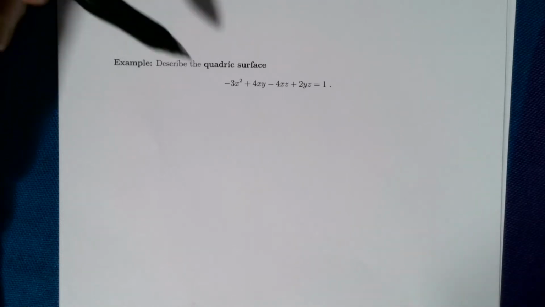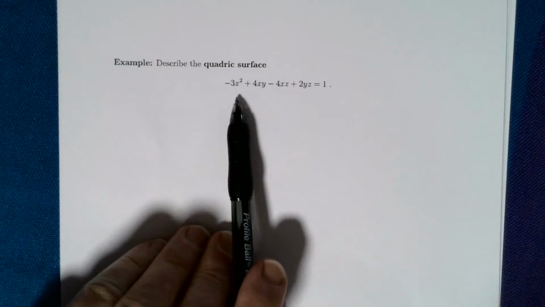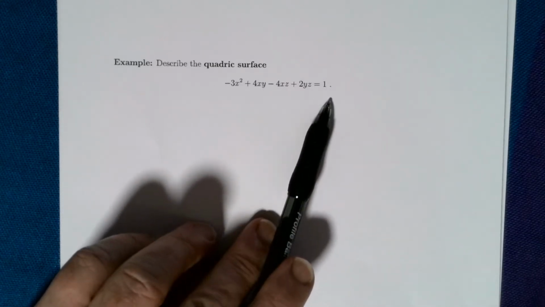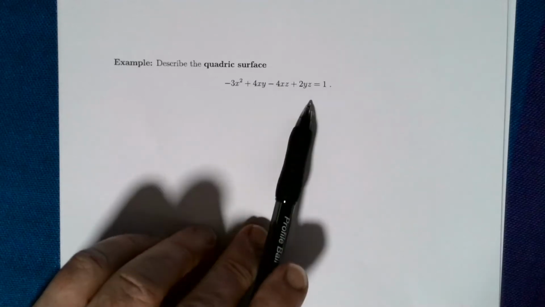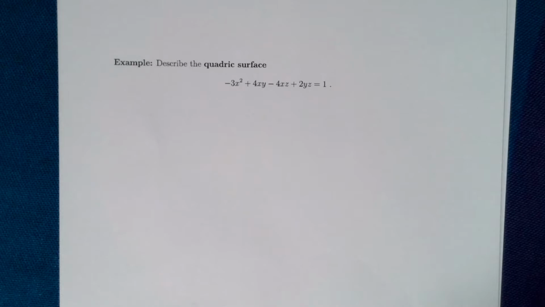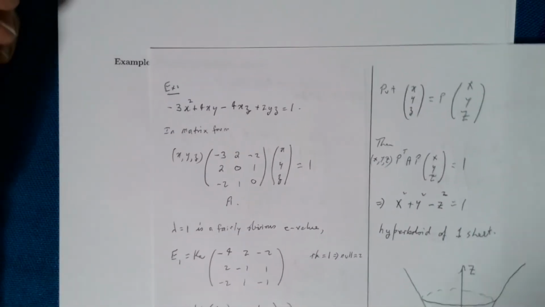So here's a quadric surface, as it's called. It's got variables x, y and z. So we've got minus 3x squared plus 4xy minus 4xz plus 2yz is 1. And we'd like to know what this surface represents in 3-dimensional space. So here is the worked solution to this. So here is our conic.